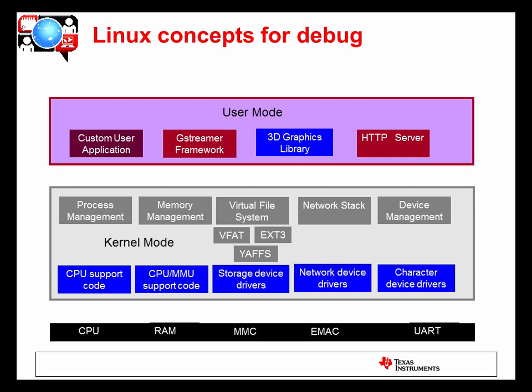The kernel mode is everything else that is running in the background and is responsible for the control of all low-level software and hardware support. Low-level software comprises memory and process management, protocol stacks, and file systems, while hardware support comprises device drivers and core processor code, all located in the middle part of the picture.